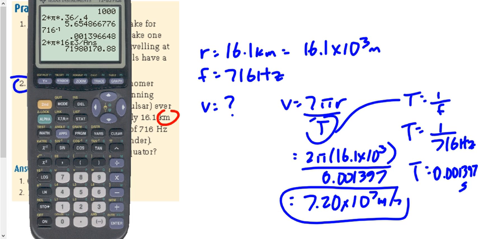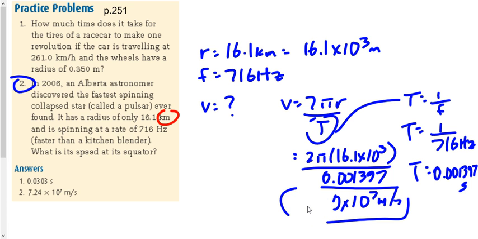I think it's 7.24. Did we do something wrong? Oh, it's 16.1, isn't it? Not 16, it's 16.1. Okay. So that number is going to change a little bit, but the way we did it is correct. We just subbed a number in wrong. 7.24 times 10 to the 7. Okay, that's even faster. Not much, but it doesn't make much difference at that point. That thing is spinning around pretty quick. Make sense?